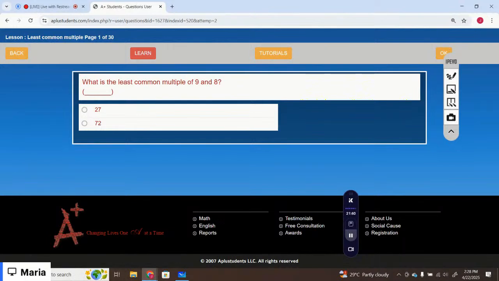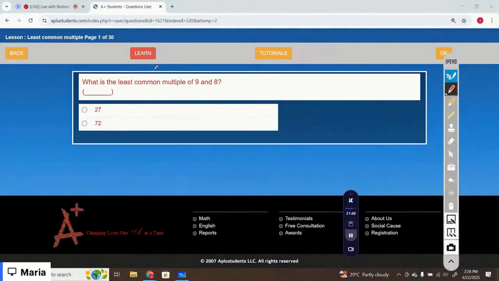What is the least common multiple of 9 and 8? So when you are given the options, the easiest way to find the least common multiple is the product of both the numbers. 9 times 8 is 72. So the least common multiple of 9 and 8 is 72. So the correct option is 72.